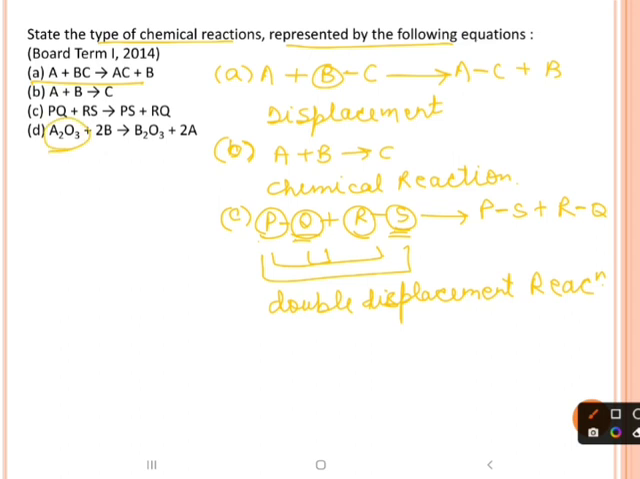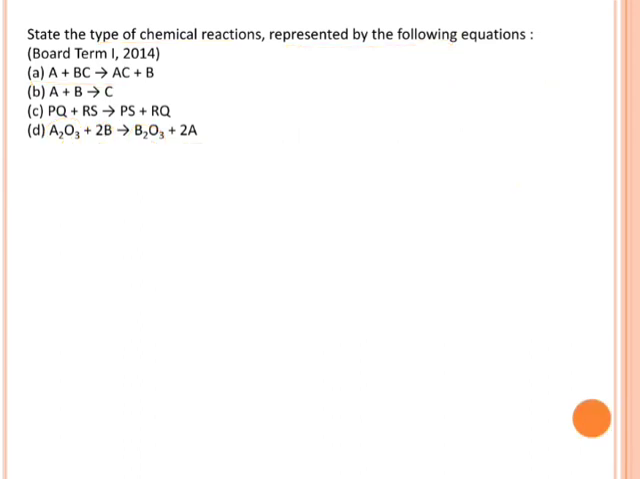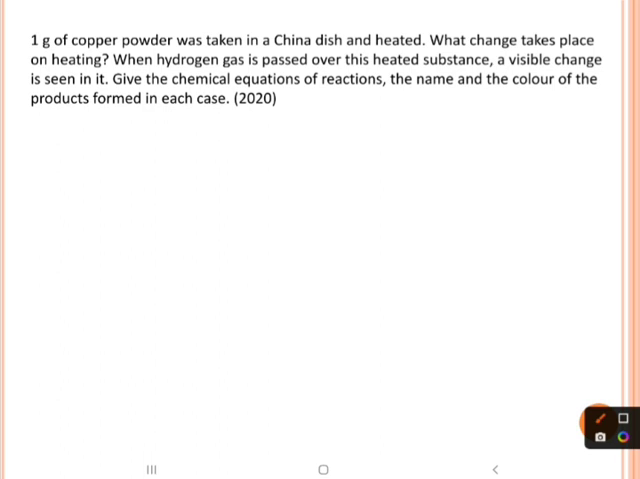A2O3 combines with B to give B2O3 and A gets separated. If you notice here very carefully, this oxygen is now gained by B. Oxygen is gained, it means it is what type of reaction? It is a type of oxidation reaction. So D is an oxidation reaction. Let us see the next question.